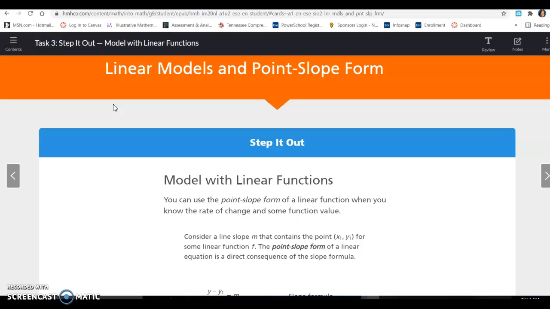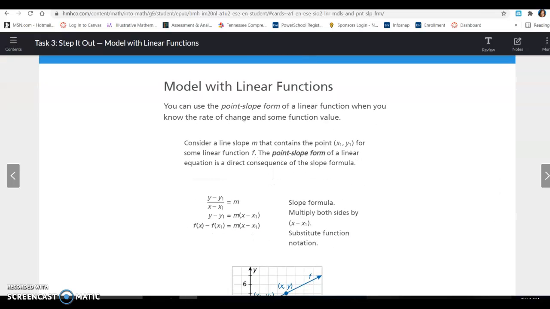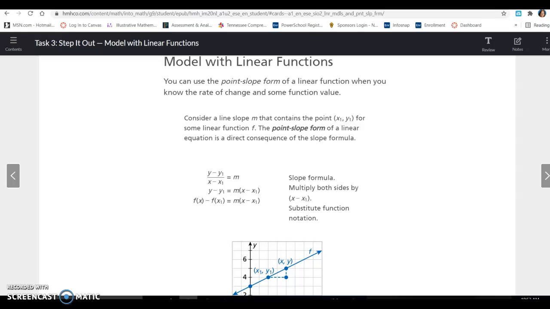All right, it says a model with linear functions. You can use the point-slope form of a linear function when you know the rate of change and some function value. Consider a line with slope m that contains the point (x1, y1) for some linear function f. The point-slope form of a linear equation is a direct consequence of the slope formula.